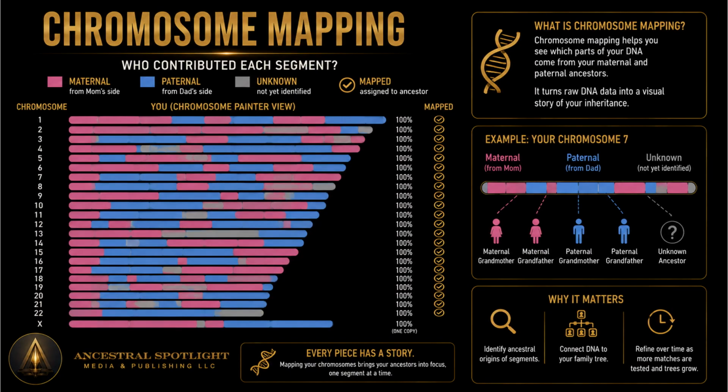Chromosome mapping assigns DNA segments to specific ancestral lines. Over time, researchers can determine which portions of their genome came from particular grandparents, great-grandparents, or even more distant ancestors.